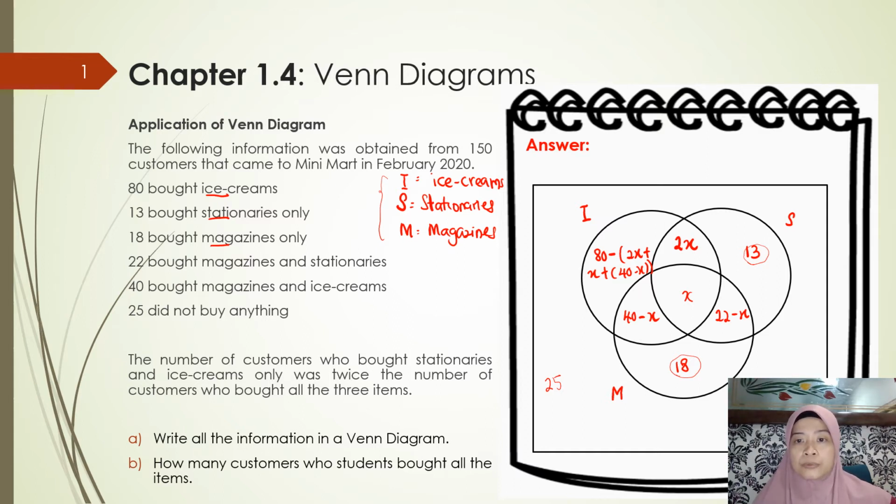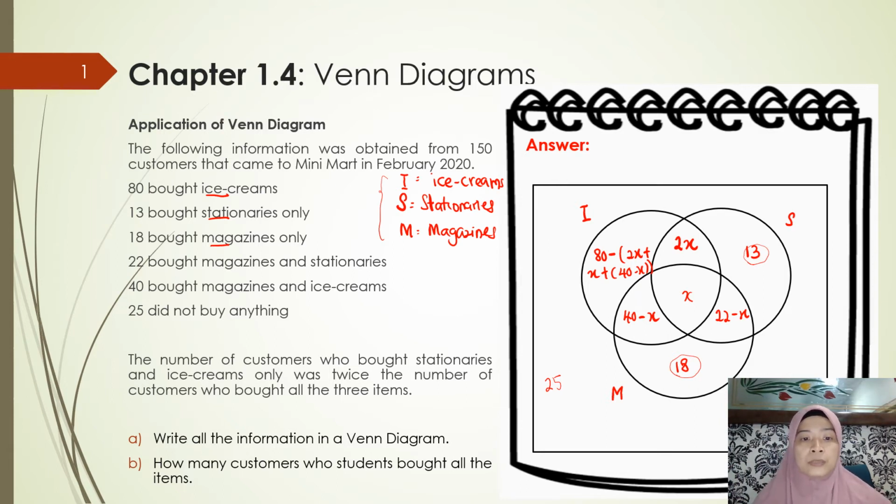So in order to find ice cream only, 80 minus everything that we have in the other part, right? So 80 minus 2x minus x minus 40 plus 40 minus x. So this one will be ice cream only. Okay, so this is all the information that we have based on the statement given. So this should be the answer for A, where we write all the information in a Venn diagram. So this is our Venn diagram.